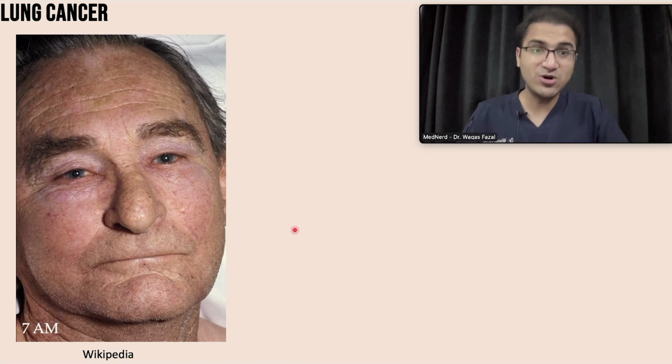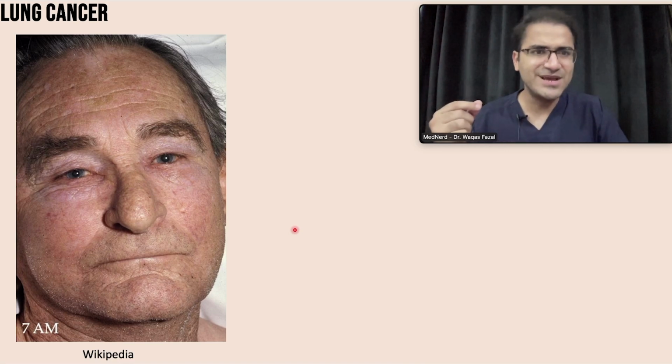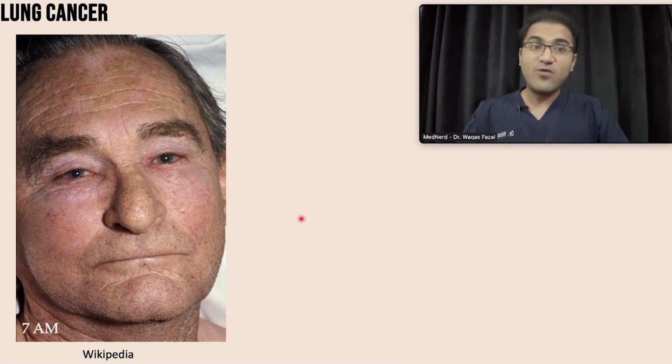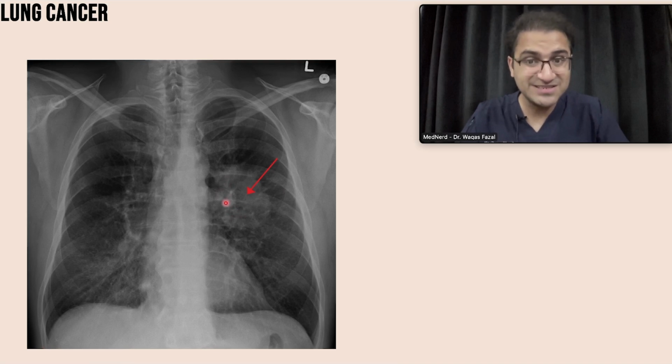Patient tells you that doctor, in the last 3 months I have lost weight significantly. Patient shows you a picture of himself 3 months back where he was all healthy. Now he has lost weight significantly in the last 3 months. When you take the history, there is 35 pack year of smoking history. When you order the chest x-ray of this patient, you see a picture like this. Look at the opacity that is present in the chest x-ray. This is a picture of lung cancer.